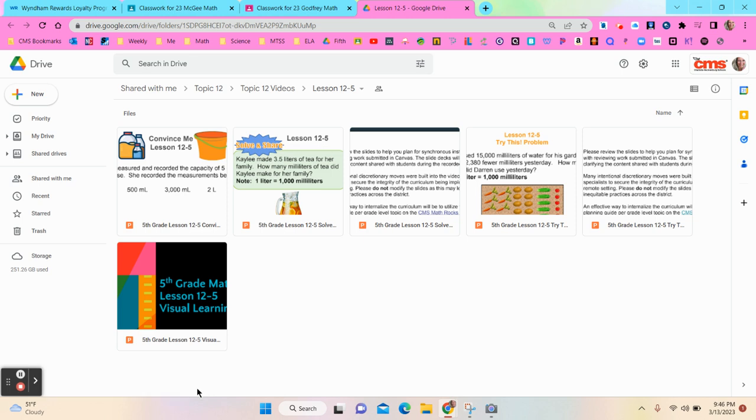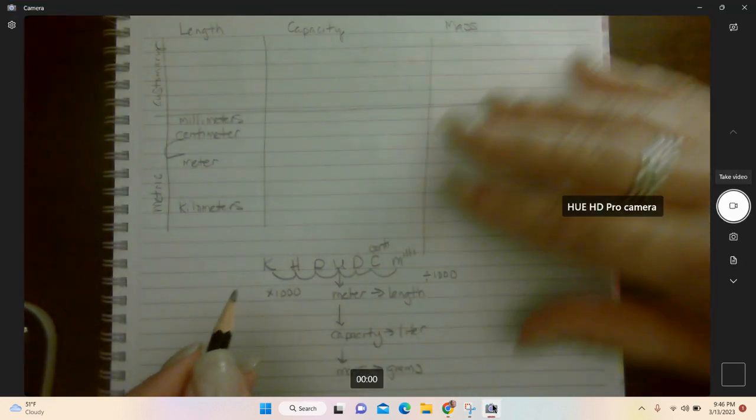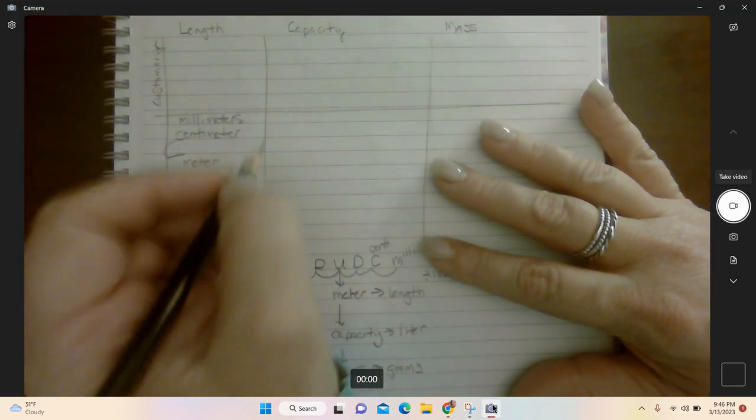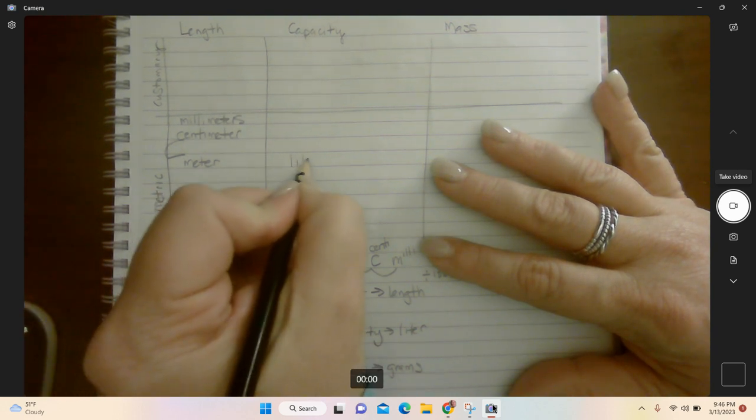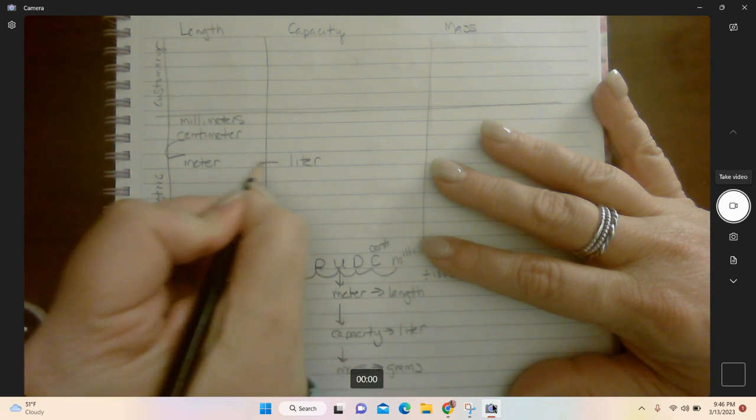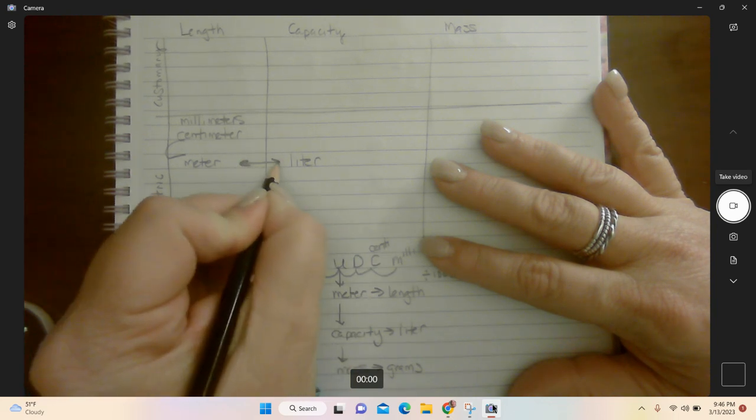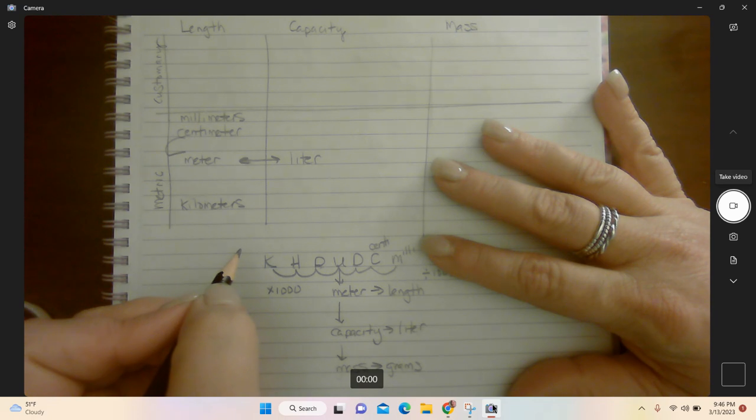Hi, today, Tuesday, we are also going to talk about metric capacity. And let's take a look at the units for metric capacity. All right, and metric capacity, the main unit is called a liter. So I'll put liters right here because they're equivalent for capacity to meters for length.